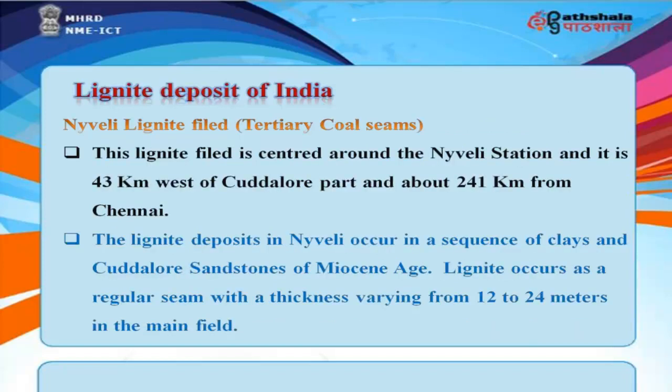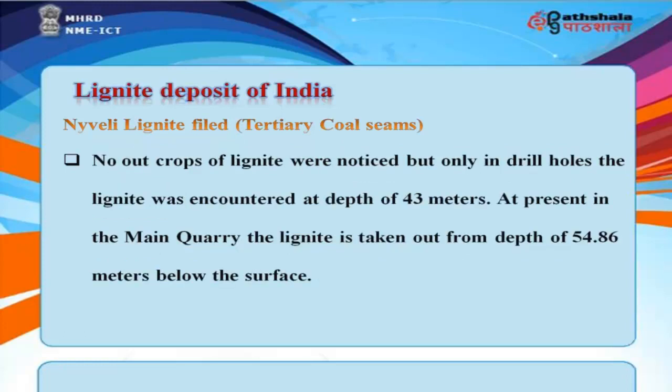Neyveli lignite field, tertiary coal seams. This lignite field is centered around the Neyveli station, and it is 43 kilometers west of Cuddalore Port and about 241 kilometers from Chennai. The lignite deposits in Neyveli occur in a sequence of clays and Cuddalore sandstones of Miocene age. Lignite occurs as a regular seam with a thickness varying from 12 to 24 meters in the main field. No outcrops of lignite were noticed, but only in drill holes the lignite was encountered at a depth of 43 meters. At present, in the main quarry, the lignite is taken out from a depth of 54.86 meters below the surface.